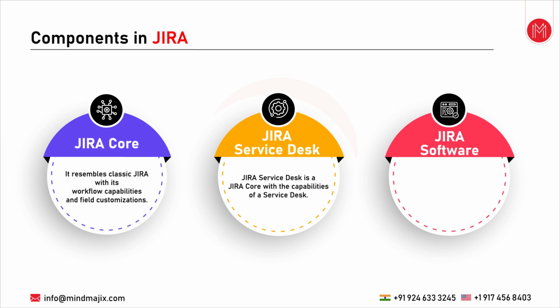And the third component here is JIRA Software. Previously this was known as JIRA Agile, and now JIRA Software is JIRA Core with capabilities of Agile. This is highly suited for software development teams that want to utilize Agile methodologies like Kanban and Scrum. Okay, so these were the components which are available in JIRA.